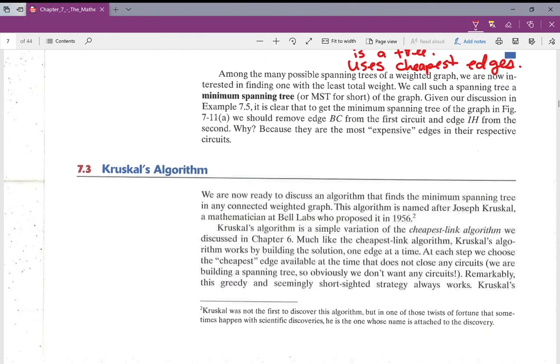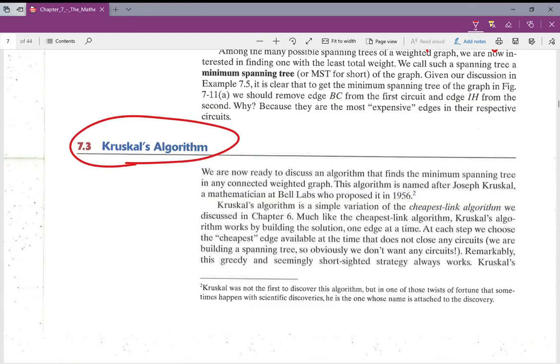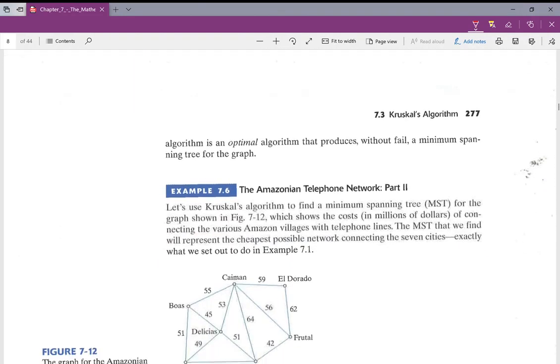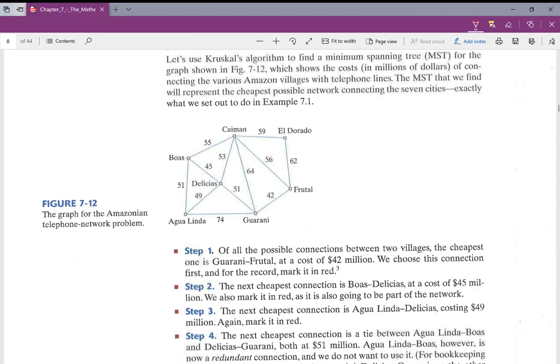So the book gives us a technique called Kruskal's algorithm to construct minimum spanning trees. And if we look at this, Kruskal's algorithm says find the cheapest edge in the entire graph. Well, that's right here. That edge is 42. What's the next cheapest edge in the entire graph? Right there, 45. Next cheapest edge is 49. Next is 51. This 51 I can't use because it would create a circuit. Next cheapest edge is 53.